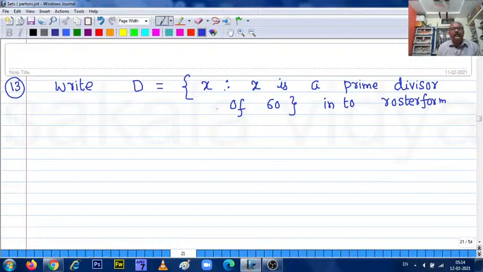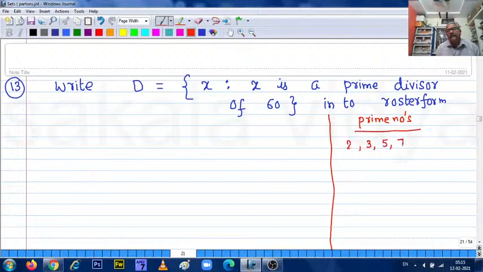So how could you proceed? X is such that x is a prime divisor of 60. So that means divisor means factor of 60. That must be a prime factor. Factor as well as prime factor. So prime numbers. First see what are the prime numbers. Let me write, for your sake, the prime numbers will be like this. Primes are prime numbers: 2, 3, 5, 7, 11, 13, 17, 19, 23, 29, and so on. They are the prime numbers.